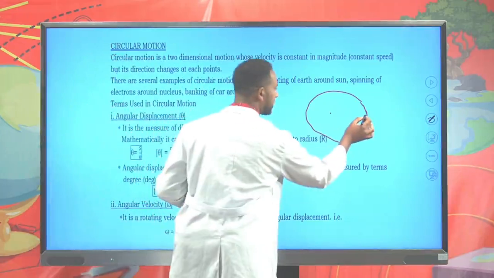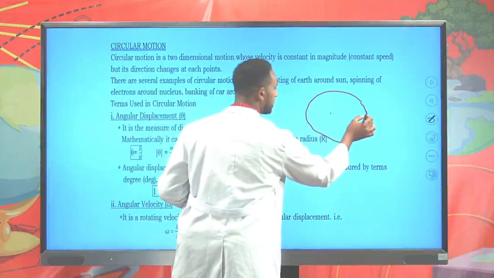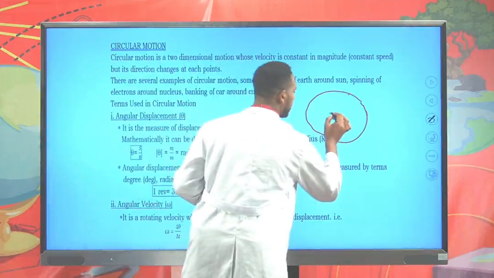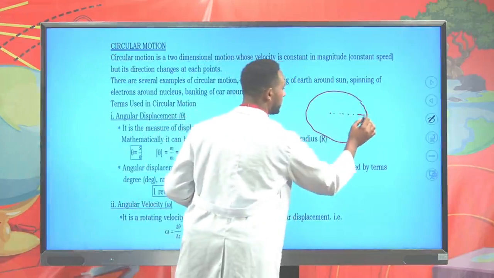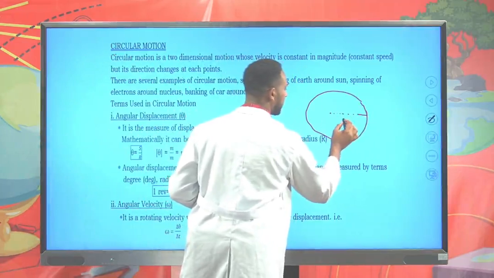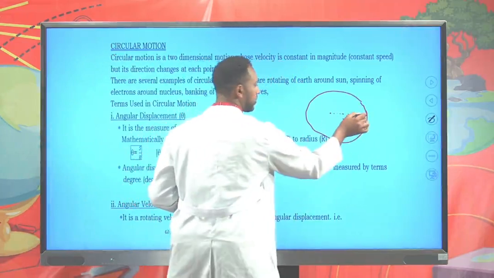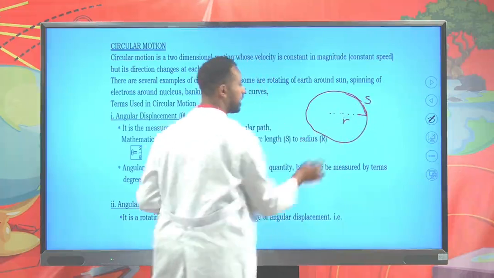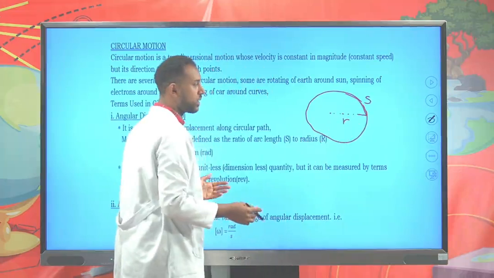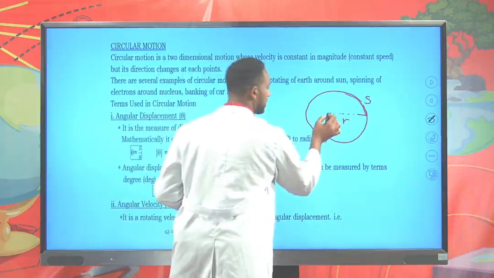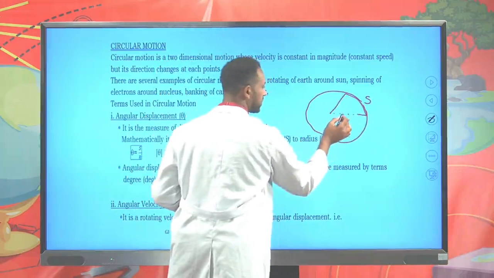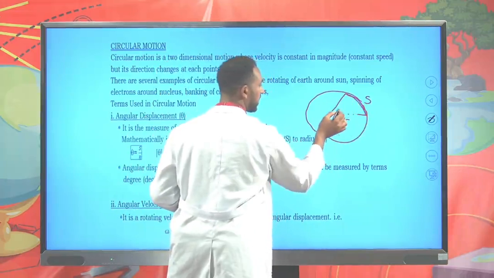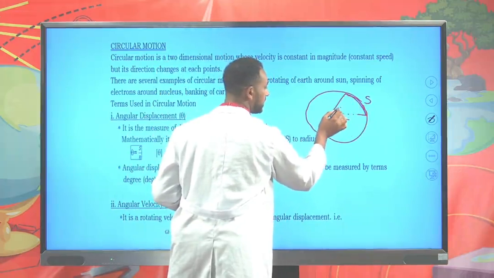Suppose the particle at this point moves and reaches here, okay? Therefore, from this axis of rotation to this is the radius r. While the particle moves and reaches here, it covers an arc length s. The radius remains constant from this to this. So while this particle moves from this to this and covers an arc length, it subtends an angle theta.